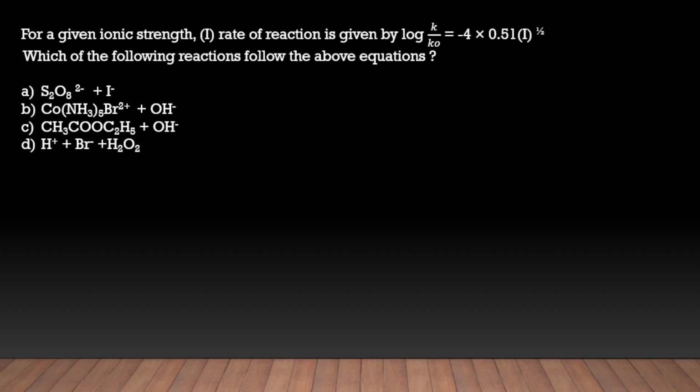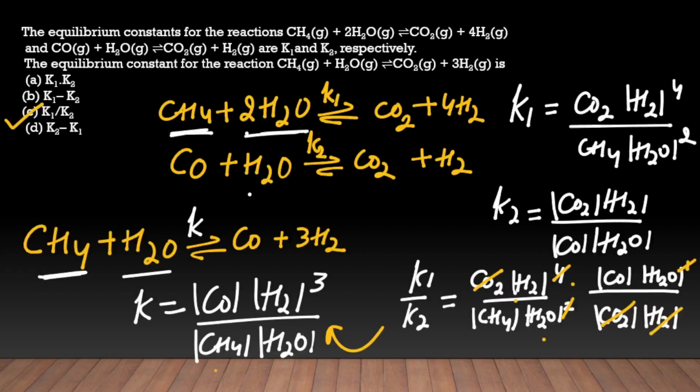This question says for a given ionic strength I, the rate of a reaction is given by log of K by K naught is this value. Which of the following reactions follow the above equation? So this is from your primary salt effect.